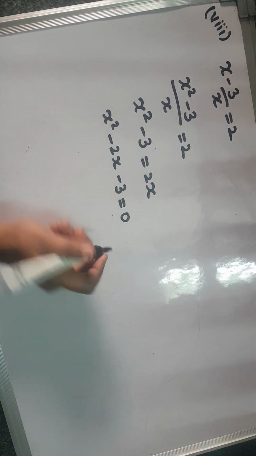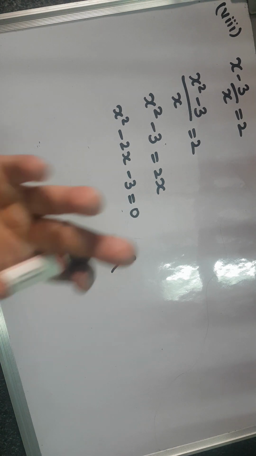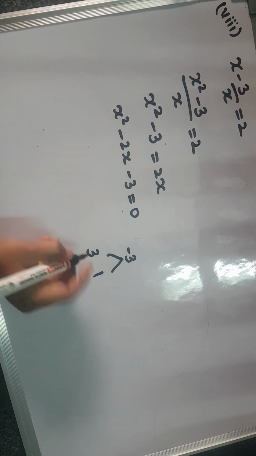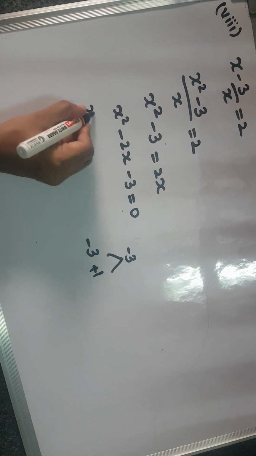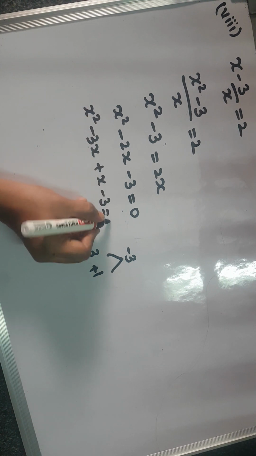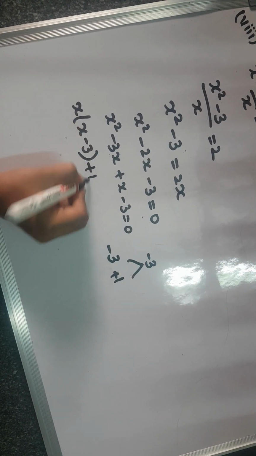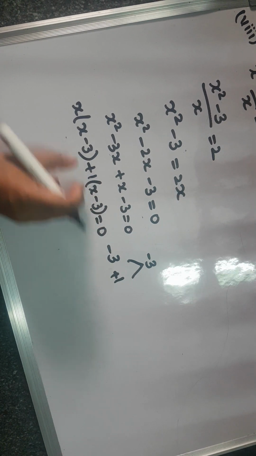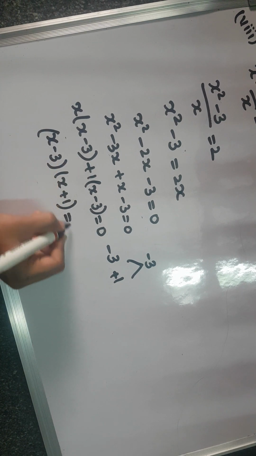Now what is the value we have to get? Minus 3. Okay, I am taking in the 2 table, it won't go. 3 once 3, and you have to get minus 1 minus 3 plus 1, minus 3 plus 1 gets the value minus 2. So x squared minus 3x plus x minus 3 equals 0. I am taking x common here, means x minus 3, and plus 1 common, x minus 3 equals 0. I am taking x minus 3 common, means x minus 3 into x plus 1, equating these values to 0.